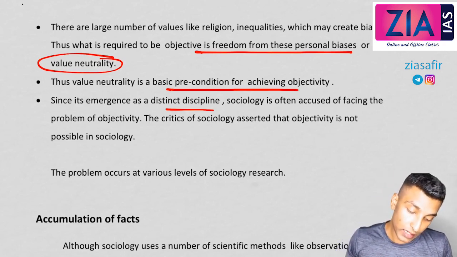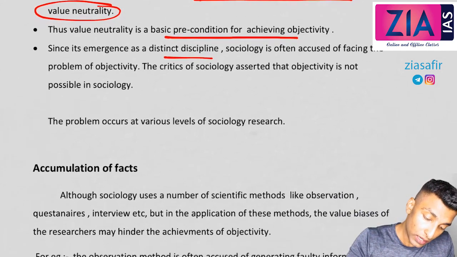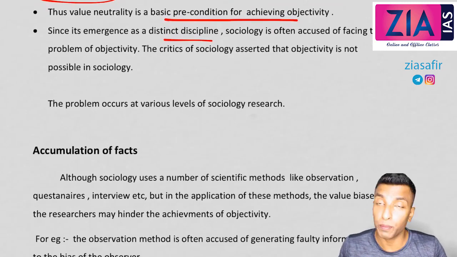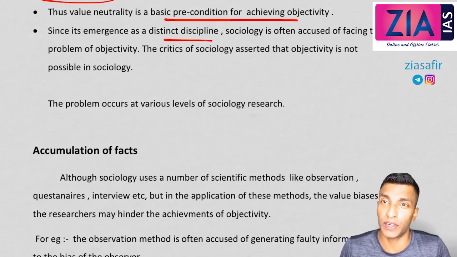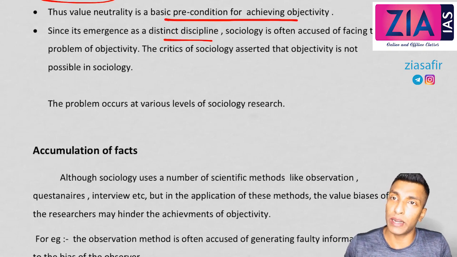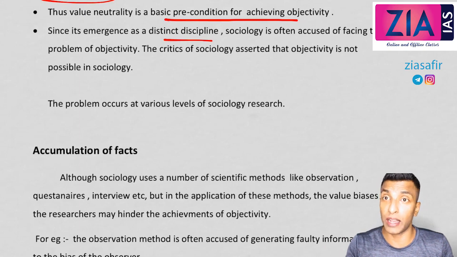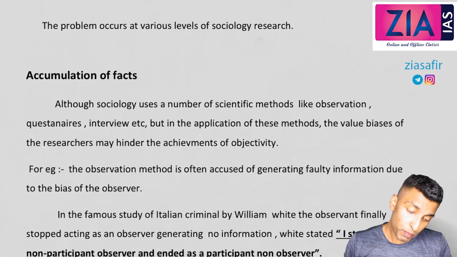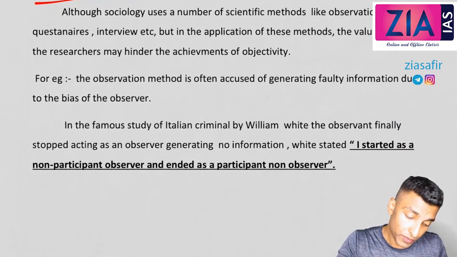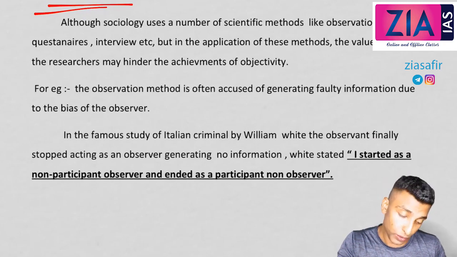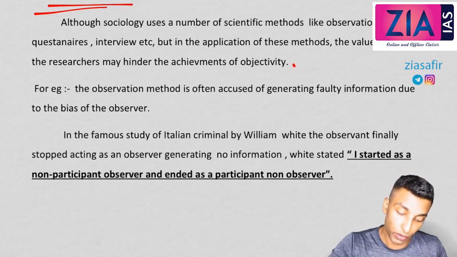Since its emergence as a distinct discipline, sociology is often accused of facing the problem of objectivity. The critics of sociology always asserted that objectivity is not possible in sociology. That is for sure, because we are not saying objectivity is not possible. Absolute objectivity is not possible towards the end. Objectivity, to an extent, we are trying to ensure by using proper methods, investigators' training and scientific methods, etc. The problem occurs at different levels. As I've told you, accumulation of facts. Although sociology uses a number of scientific methods like observation, questionnaires, interviews, in the application of these methods, the value biases of the researcher may hinder the achievement of objectivity.